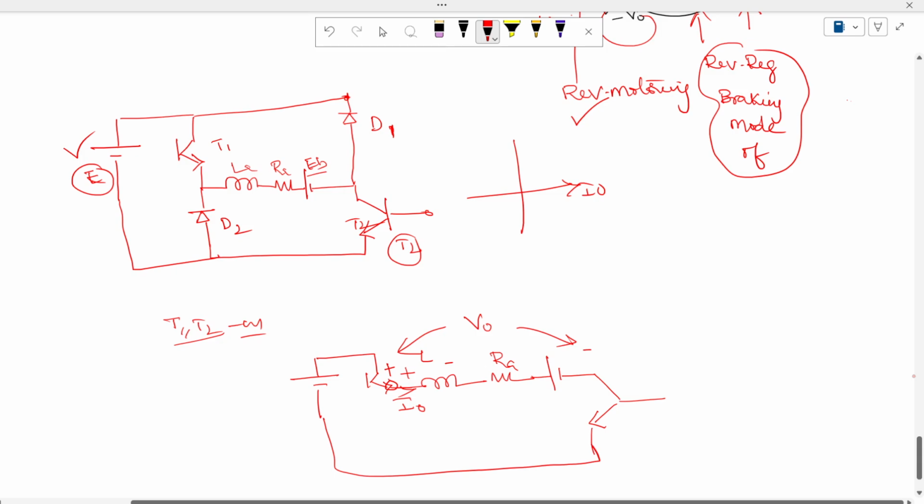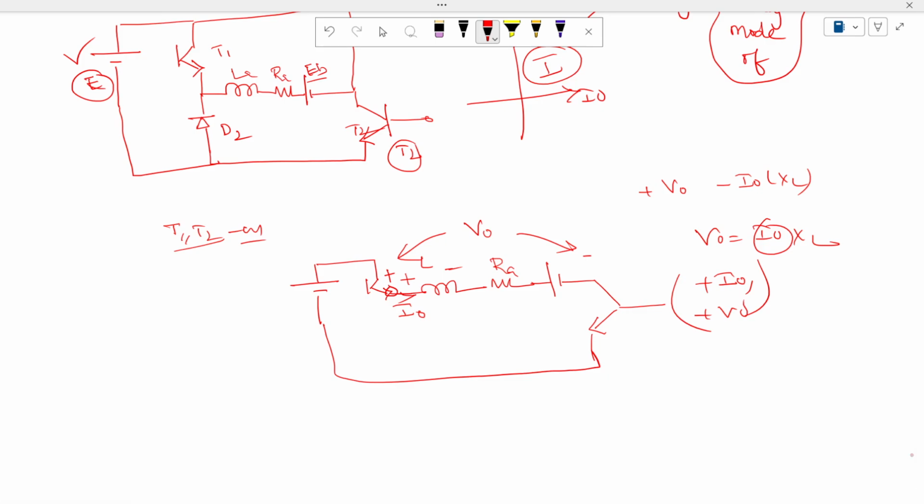So now at the leaving terminal, if you write down plus V0, here the leaving terminal is minus I0 into XL. So we are going to get V0 is equal to I0 XL. So I'm going to claim that I0 is positive as well as V0 is positive, which comes in first quadrant of operation. Now coming to here, the inductor is charged now.